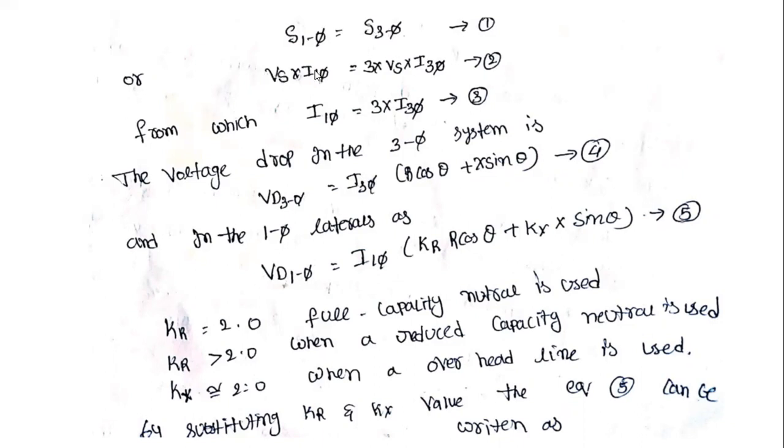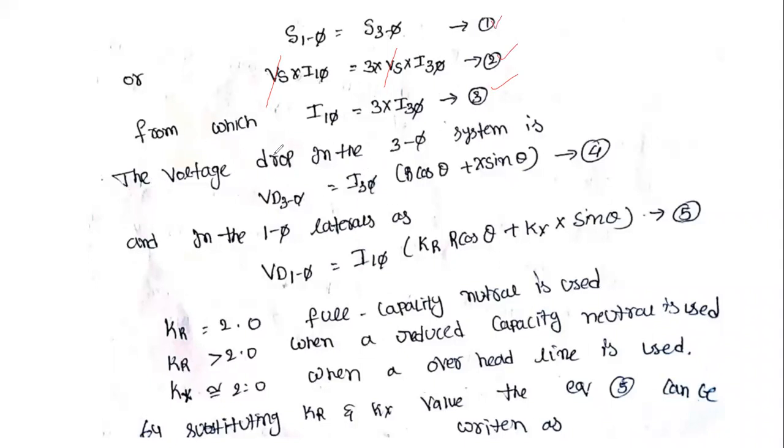That is Vs into I single phase is equal to 3 into Vs into I 3 phase. Consider this as equation number 2 and the previous one as equation number 1. Then cancel the terms from equation number 2: Vs gets cancelled, so I single phase is equal to 3 into I 3 phase. Consider this equation number 3.